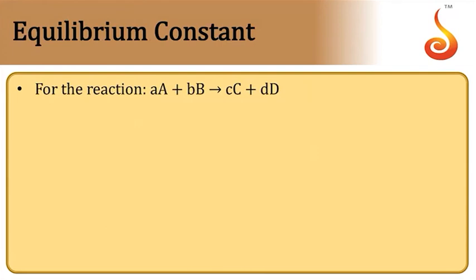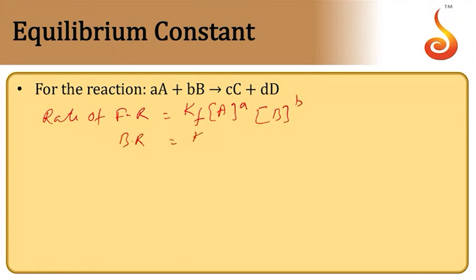Then comes the equilibrium constant. Let us take a reaction like aA plus bB giving rise to cC plus dD. Let us take the rate of the forward reaction. Say the rate of the forward reaction is equal to the forward reaction rate constant into the concentration of A to the power a into the concentration of B to the power b. This can be obtained from the law of mass action. Similarly, the rate of the backward reaction is equal to the backward reaction rate constant into the concentration of C to the power c and the concentration of D to the power d.